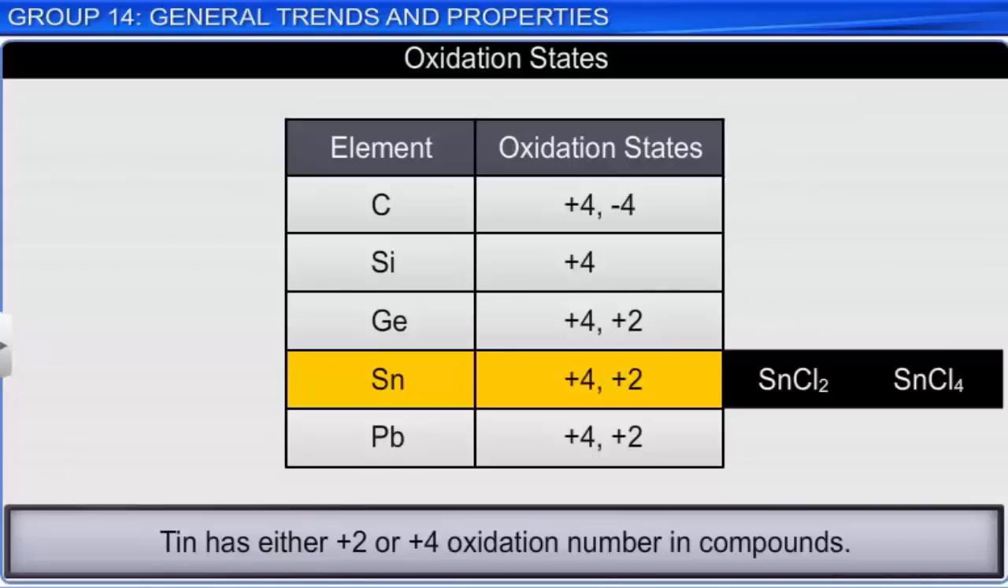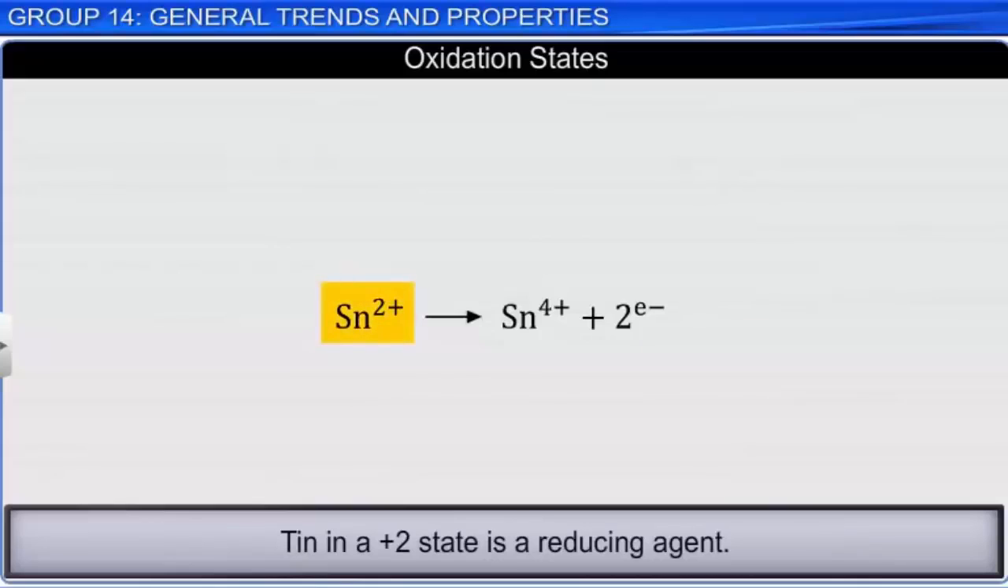Tin in a +2 state is a reducing agent. That is, tin 2 tends to lose 2 electrons or oxidize to achieve a +4 oxidation state. Remember that a reducing agent is the species that oxidizes itself.